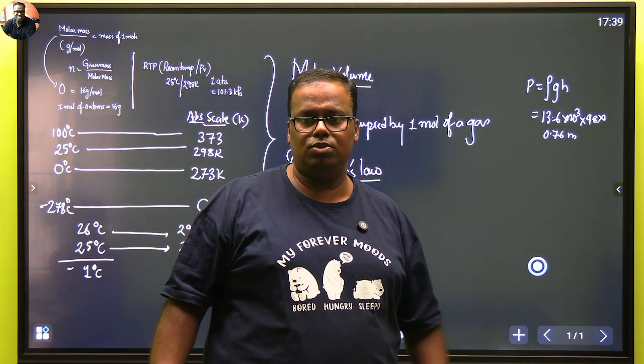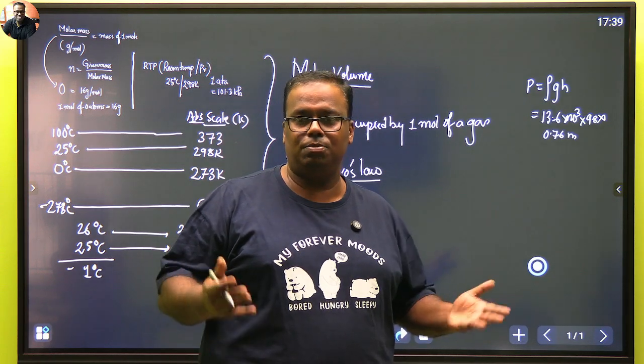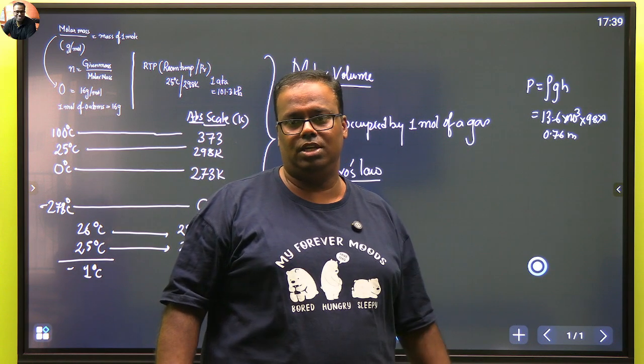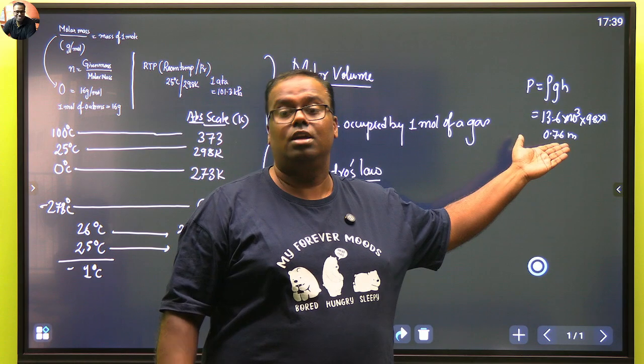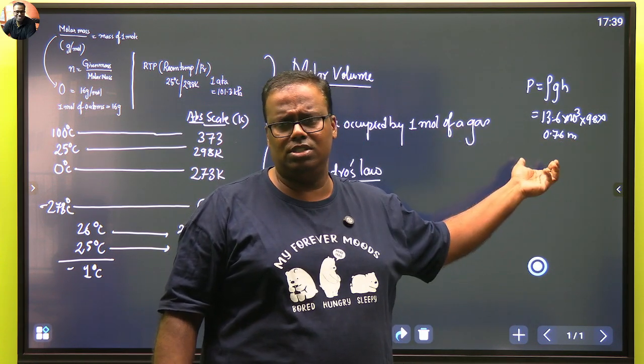Mercury is used in a barometer. Mercury is used for atmospheric pressure measurement. You can't use water. With water, the height climb will be very high. Mercury climbs to a height of 76 cm. Clinical pressure measurement always happens in mm of Hg. I have taught you this.